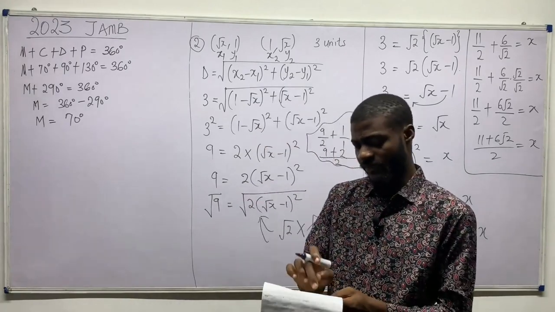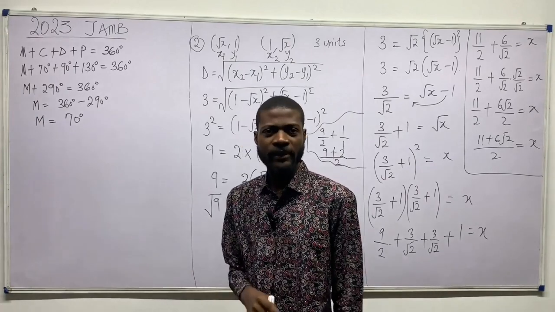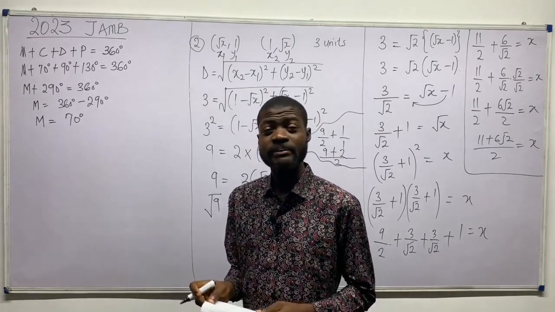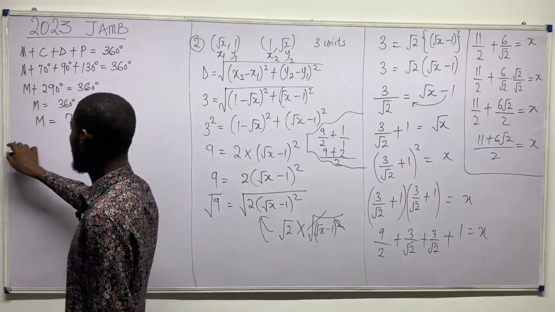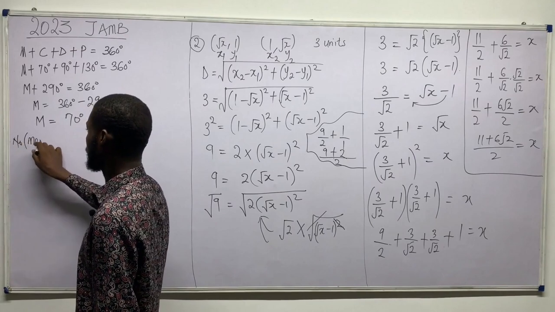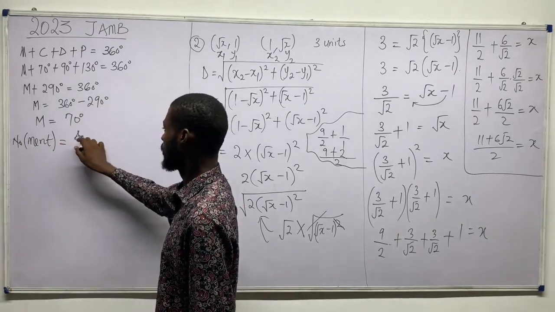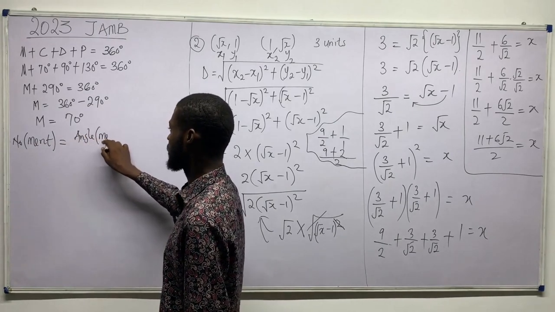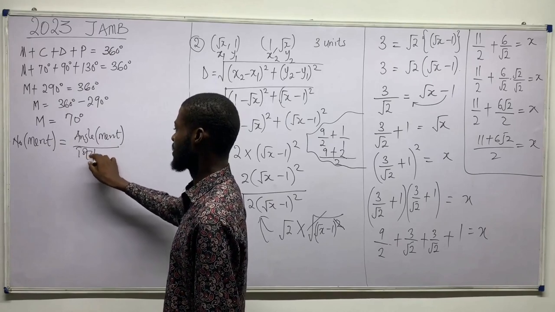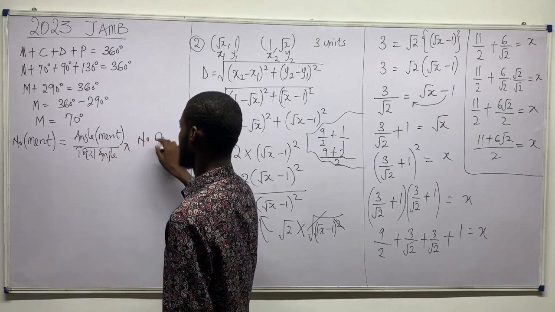Okay, 70, that's fine. So that's merit. The next thing I'll do is this. The question says, how many students had merit? Well, the number of students with merit is equal to the angle for merit divided by the total angle in a circle, times the number of students.